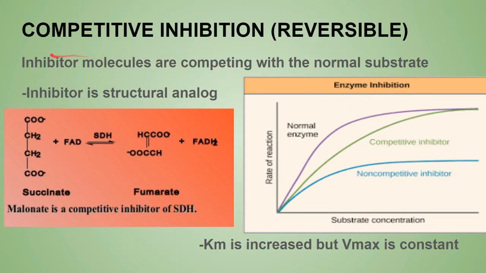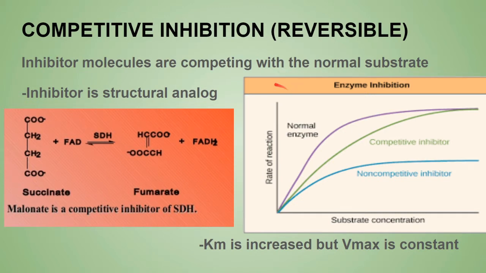Now first of all, the competitive inhibition. It is a reversible inhibition. As the name says, competitive, so of course there will be competition between the substrate analog or the inhibitor and the particular substrate. Here the inhibitor molecule is competing with the normal substrate to bind with the enzyme, and the inhibitor is a structural analog, because it is similar to the structure of the substrate, so it will compete with the substrate and will bind with the enzyme.